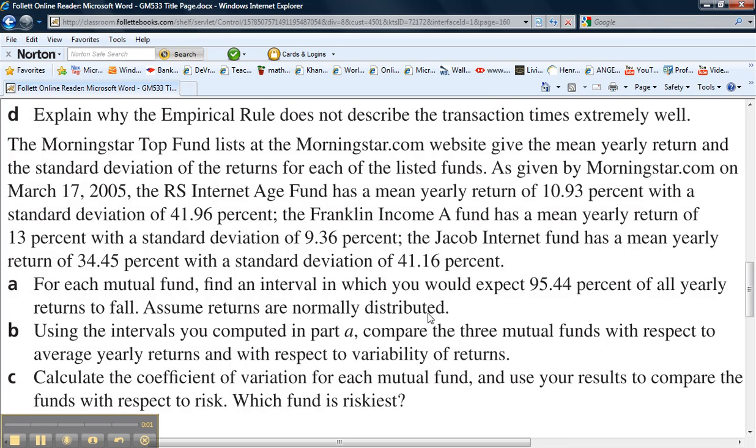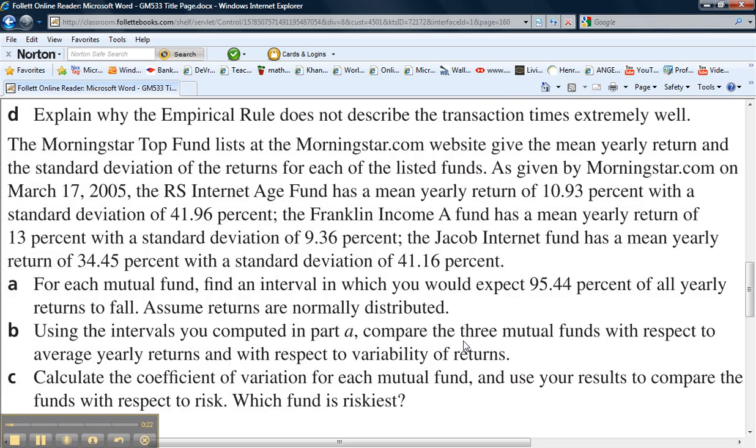Okay, let's continue on with part two. Here, let's look at part B. It says, using the intervals you computed in part A, compare the three mutual funds with respect to average yearly returns and with respect to variability of return.